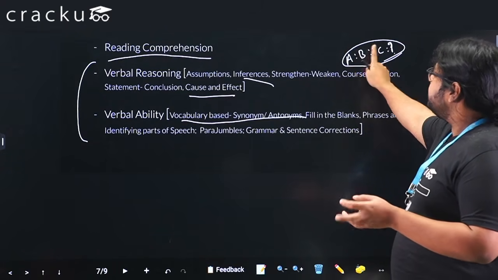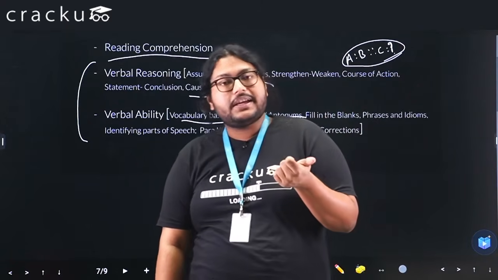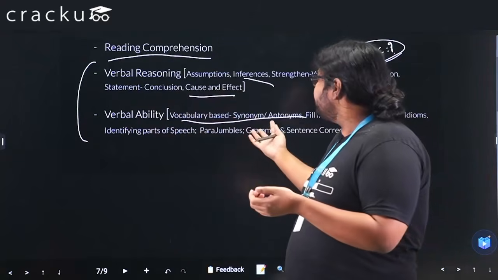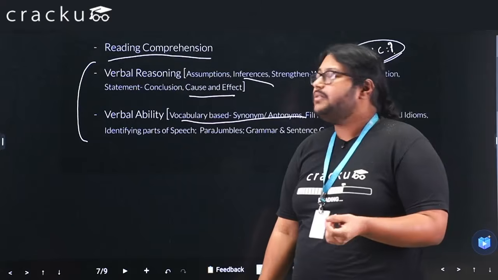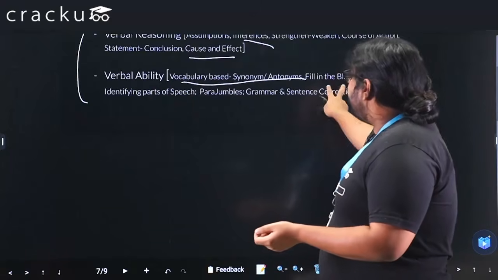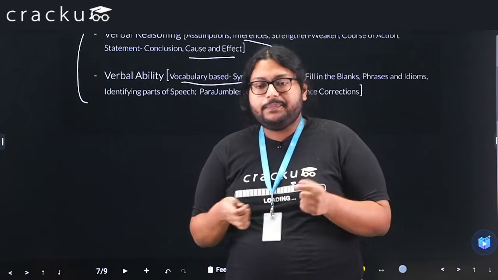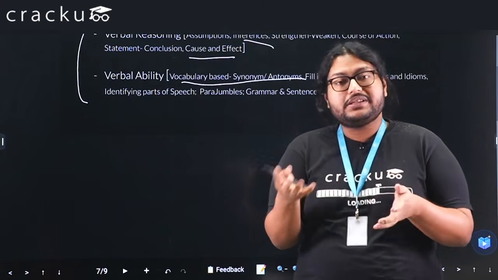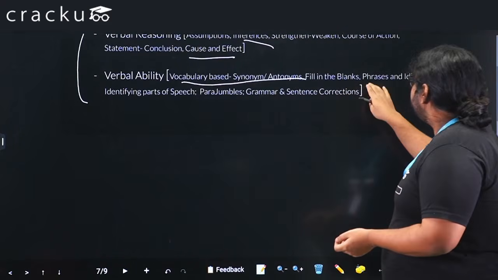The relations between A and B can be synonyms, antonyms, or other kinds of relations. Basically analogies. Synonyms and antonyms directly they ask very less, but they can come as analogies also. Fill in the blanks is basically where a sentence is given, words are taken out from it, and options are given. Obviously, you need to figure out which is the correct fit for the sentence. Next, phrases and idioms.